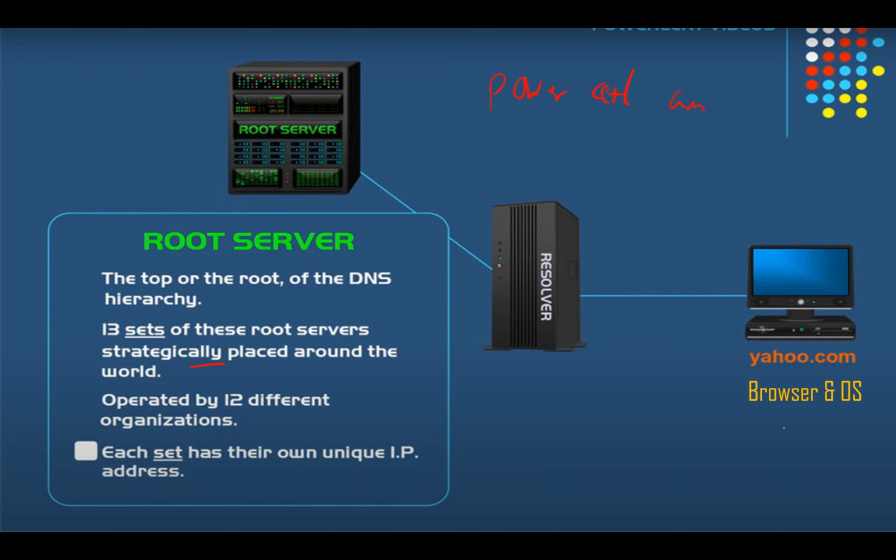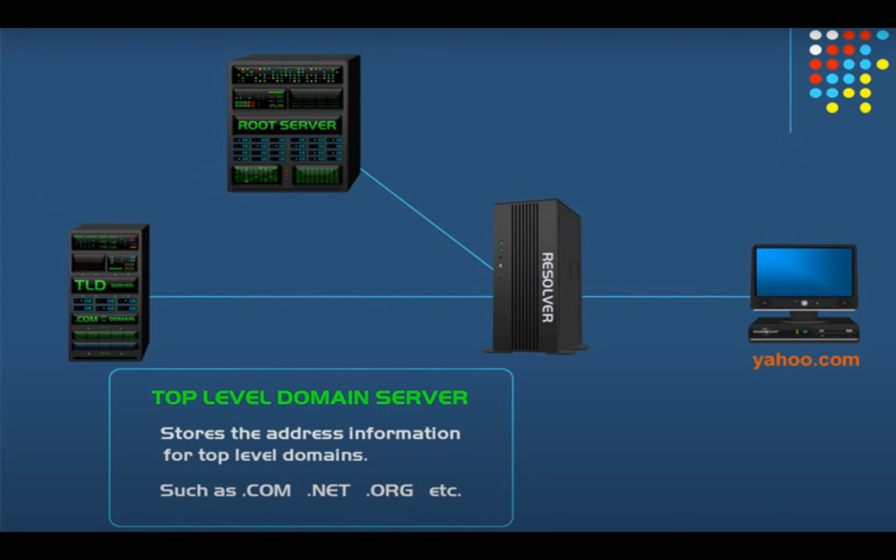Alright, and here we just see the browser and operating system, of course, as mentioned, are going to store some DNS records. Then when it says resolver, that's the ISP's DNS server. Then we go to the next stage, the TLD, top level domain server. This is, of course, assuming that we've not found it on the computer or in the ISP. Because if we found it at one of those stages, then we would never even need to go to the root server. Anyway, the top level domain server stores the address information for top level domains, .com, .net, .org, etc.